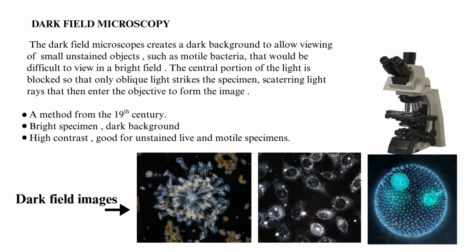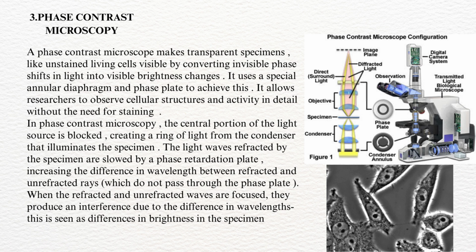We will be able to see it through the microscope. Dark field microscopy is a method from the 19th century. In this type of microscopy, the specimen is bright while the background is dark. Dark field microscopy is high contrast, good for unstained and live specimens. Below are some pictures under the dark field microscope.